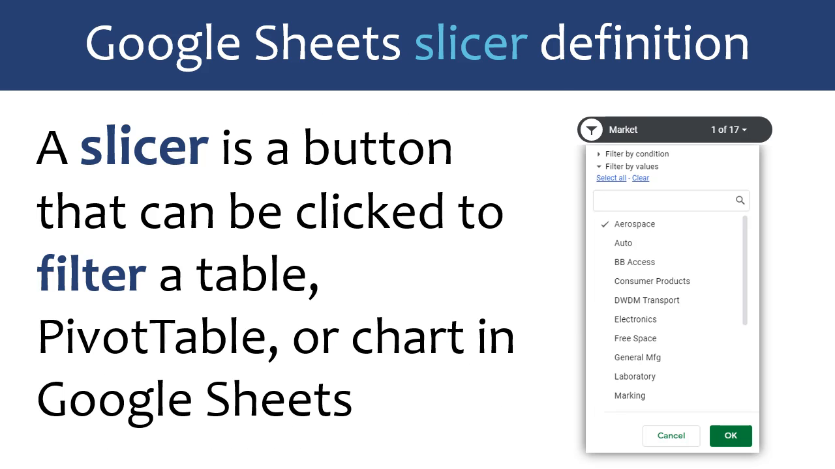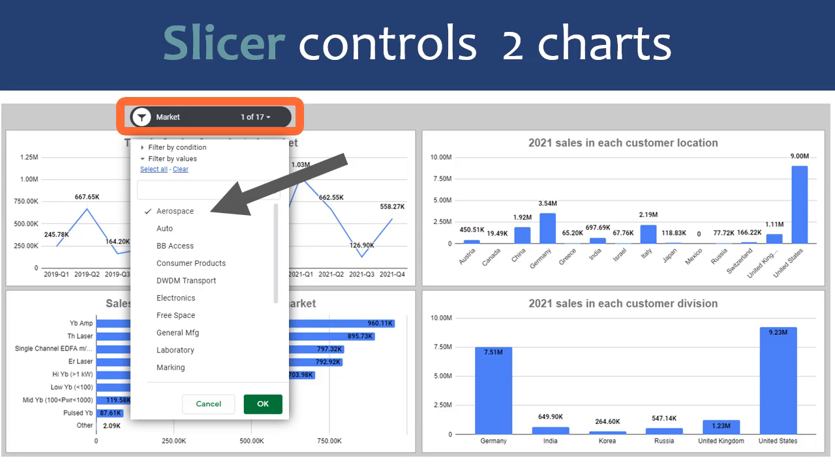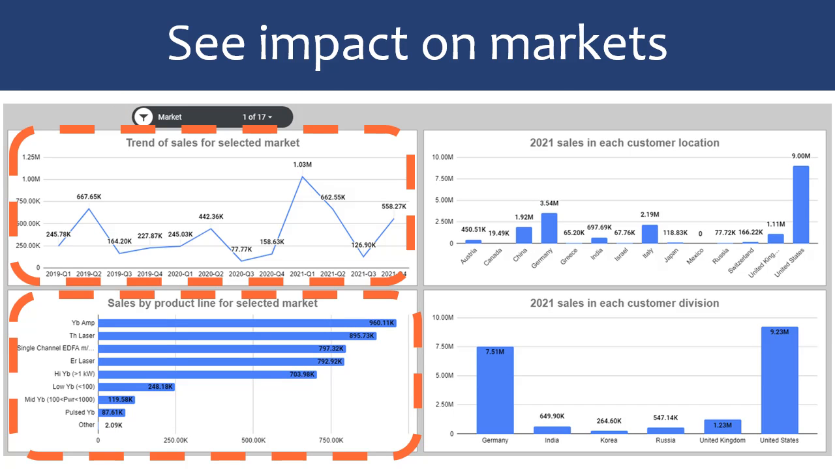A slicer is a button that can be clicked to filter a table, pivot table, or chart in Google Sheets. You would click on the slicer and then click on the market in the drop-down menu to indicate which data you want to display. When the slicer button is used, the two charts change.